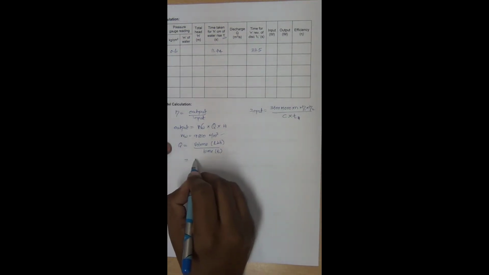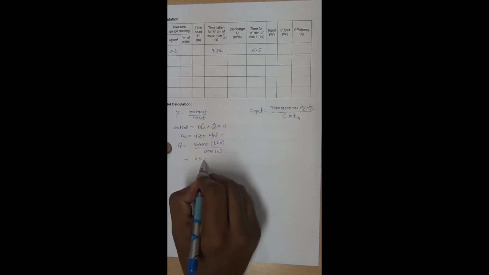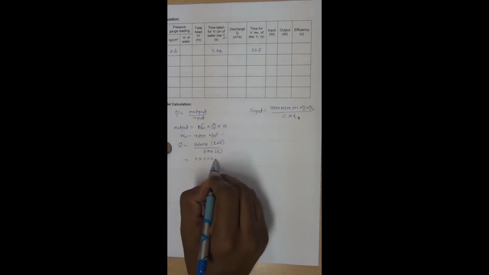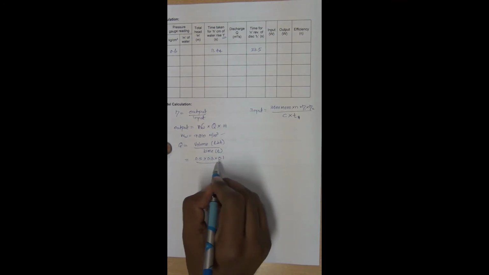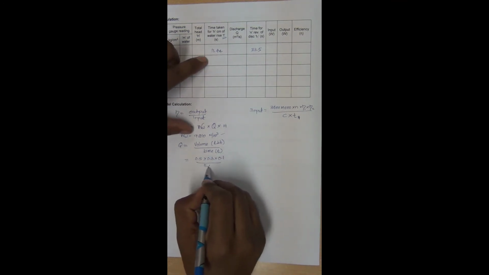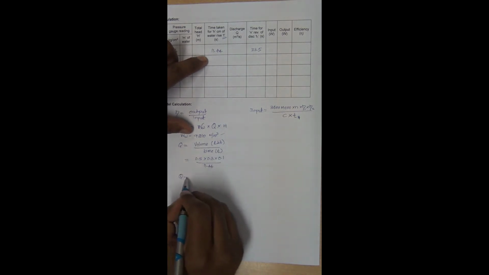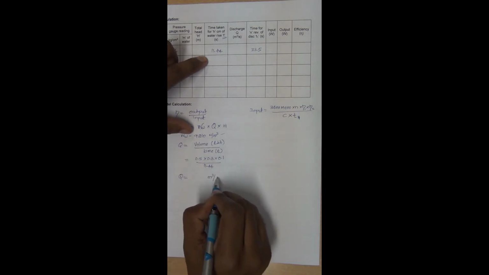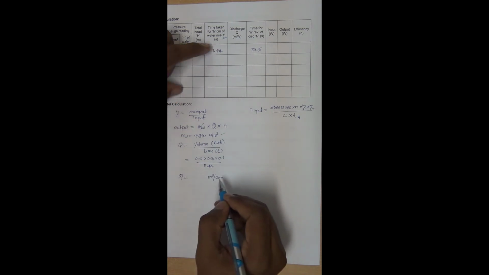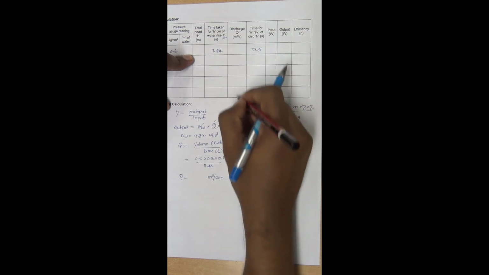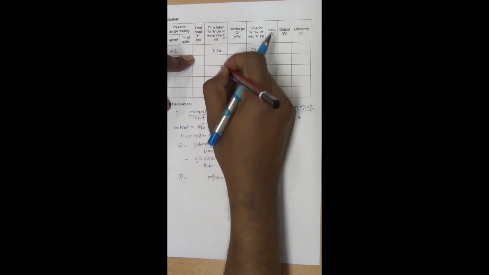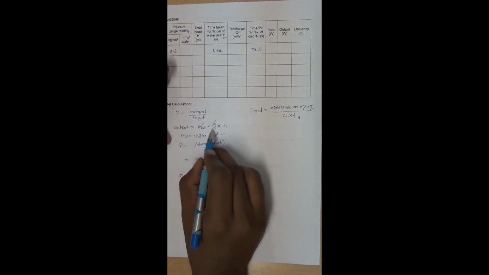Length is given in the observation as 50 centimeter, so 0.5. Breadth is given as 30 centimeter, so it is 0.3, and H is given as 10 centimeter, so this is 0.1, divided by the time taken, 11.44. So we will get Q in meter cube per second. So this second parameter is also over. We can fill this column of Q by knowing the time taken for the H centimeter rise of water in the collecting tank. So the first parameter is known, the second parameter is known.